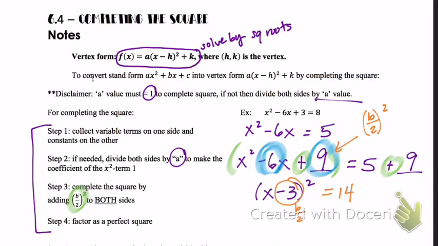Then I'm going to ask you usually to take it a step further. I'm going to ask you two things: to put it in vertex form, and then to solve by square roots. So if I said, what is the vertex form of this equation? I would move the constant back over, and it would be x minus 3 squared minus 14 equals 0. So that would be my vertex form.